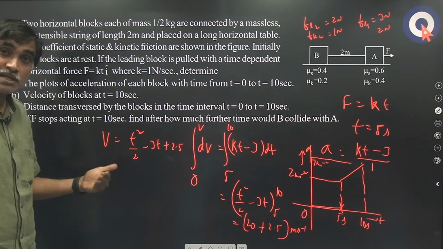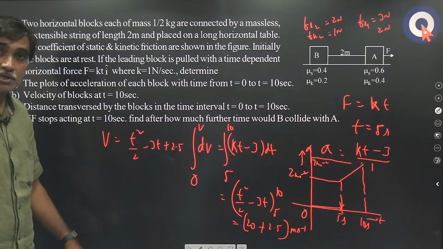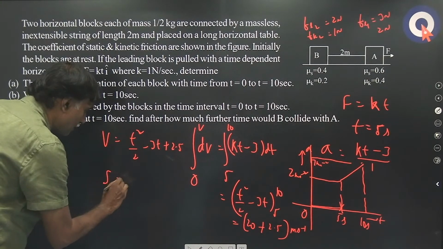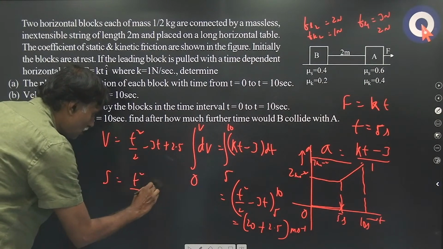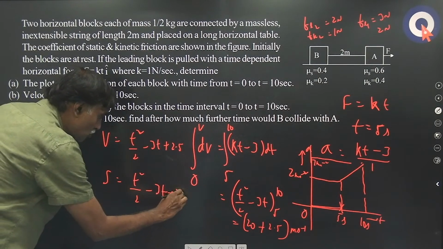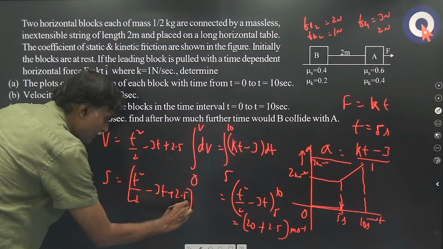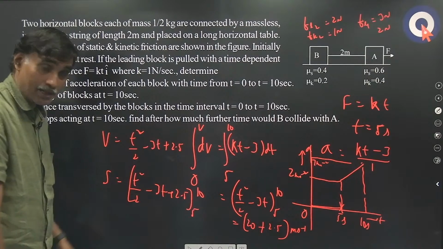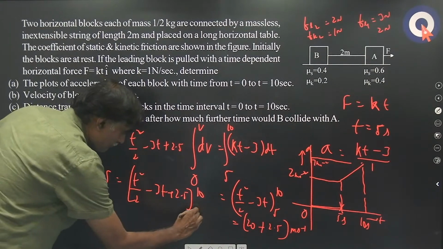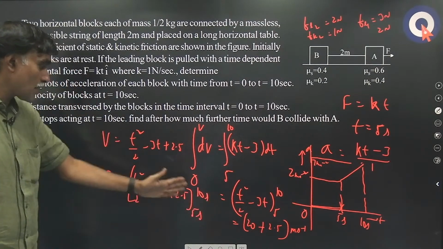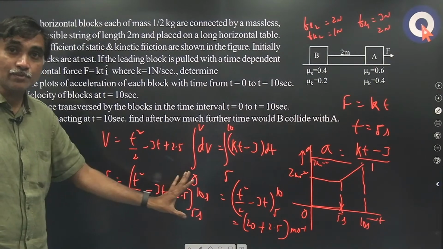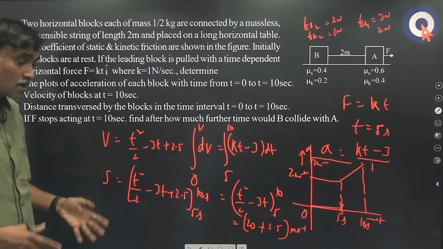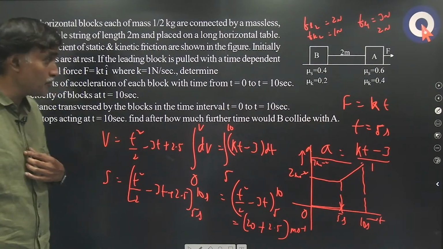Then how do you find displacement? You have to integrate velocity with respect to time from 5 to 10 seconds. So, displacement is nothing but the integral of t square by 2 minus 3t plus 2.5 from 5 seconds to 10 seconds. Substitute upper limit minus lower limit, you will get displacement in 10 seconds. First 5 seconds they are not moving, between 5 seconds and 10 seconds they are moving together.